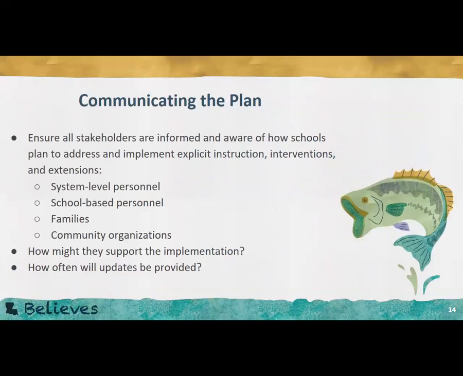Communicating all parts of your literacy plan helps other stakeholders be informed and provide support. This includes sharing the plan with system and school-based personnel, families, and the community. Foster collaborative relationships by figuring out how they can support implementation. Keep them updated of any changes, updates, and successes of the plan regularly. We also have some resources in the literacy library around involving community partnerships as well as families.